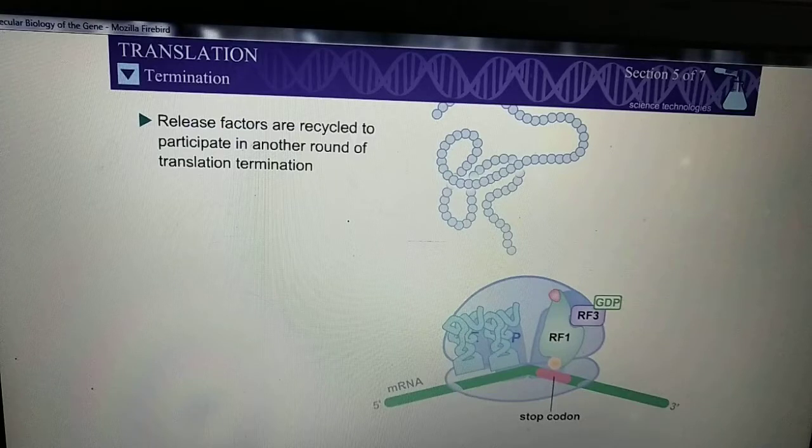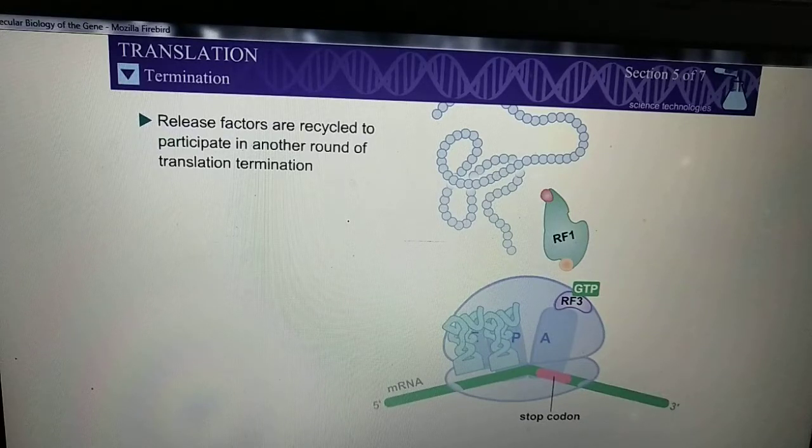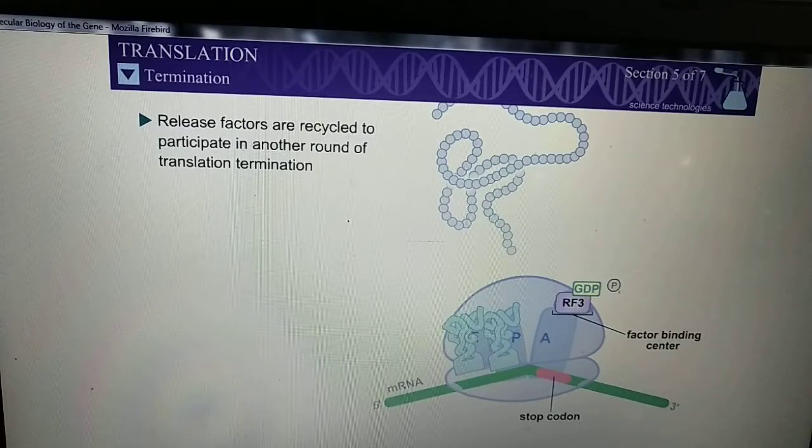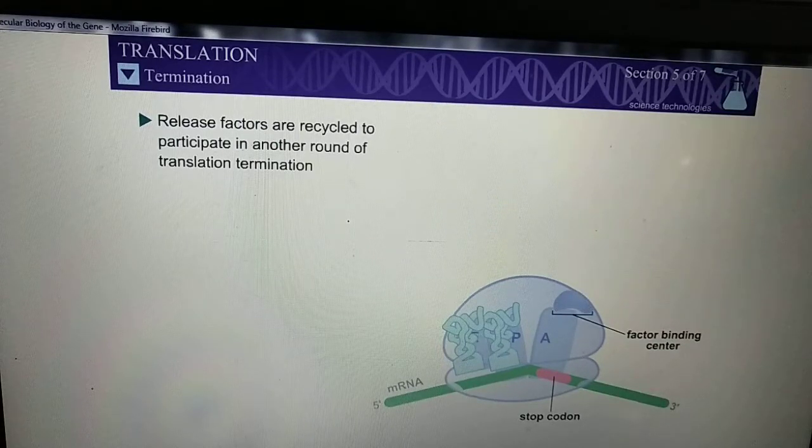First, GTP is exchanged for GDP on the class II release factor. This causes the class II release factor to push the class I release factor off the ribosome. The release of the class I release factor allows RF3 to interact with the factor binding center, which stimulates RF3's GTPase activity. GTP is then hydrolyzed on the class II release factor. The class II release factor GDP complex then releases from the used ribosome.